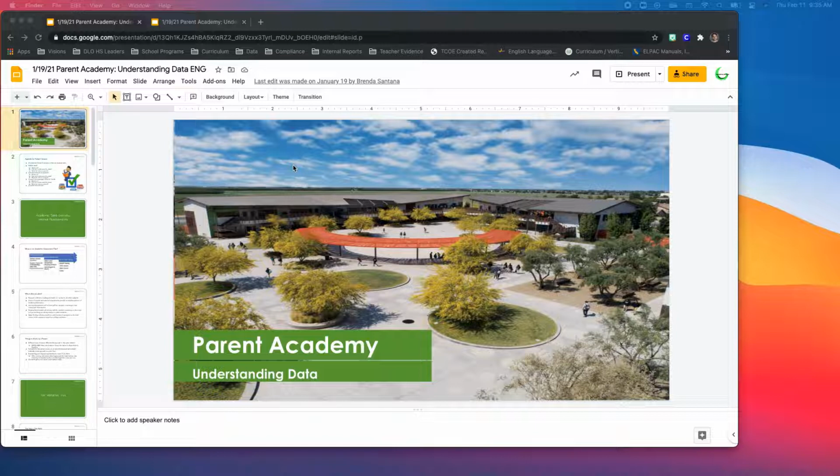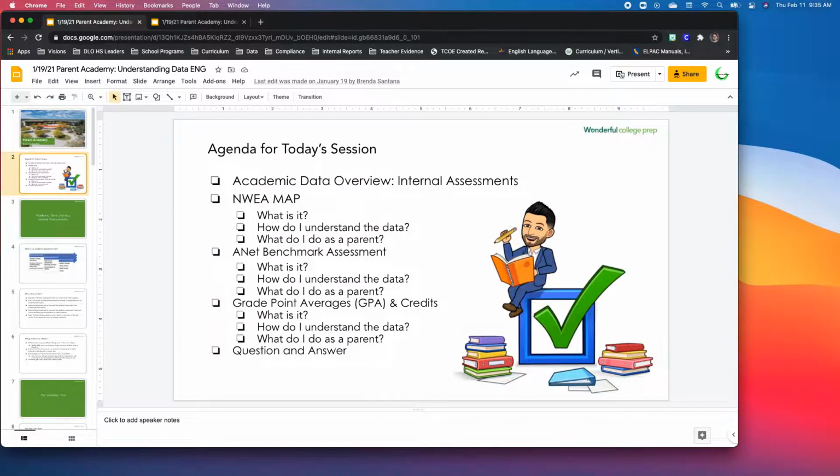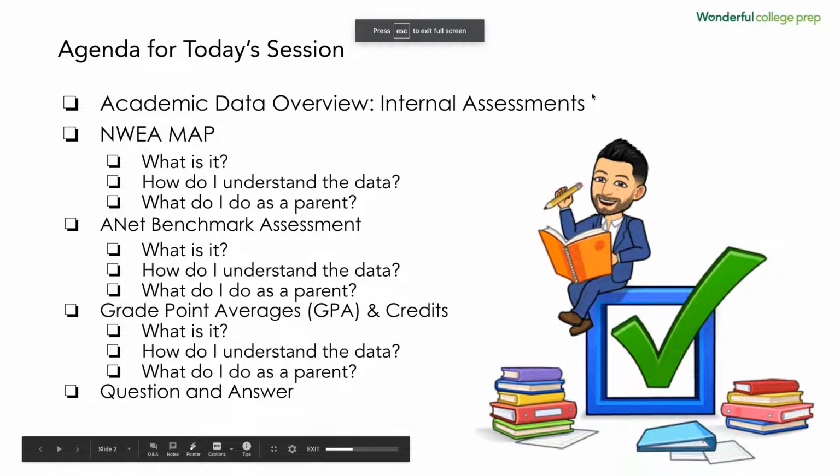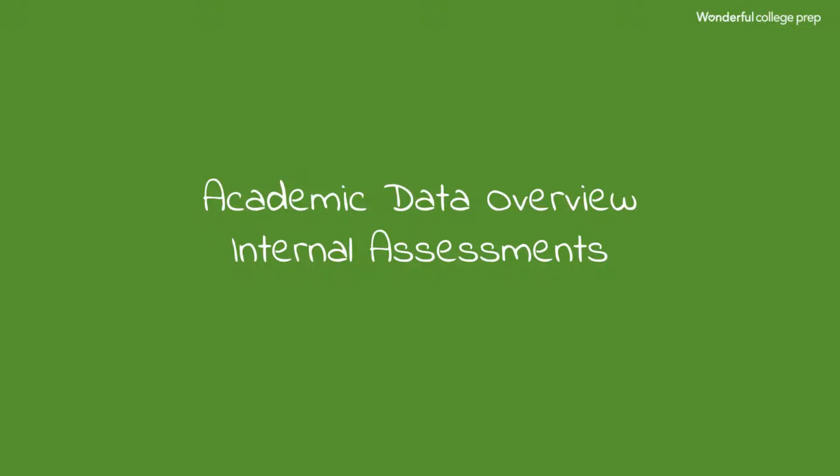So let's go ahead and jump into it. I know everybody is super busy. So first, we're going to be going over an overview of our whole internal assessments and how we view assessments as WCPA. Then we'll focus on the NWEA MAP testing, which you get reports throughout the year. Then we'll talk about ANET benchmark assessments. And then we'll talk a little bit about GPA and credits to help you better understand student transcripts and what that means for college readiness. So let's jump in first.